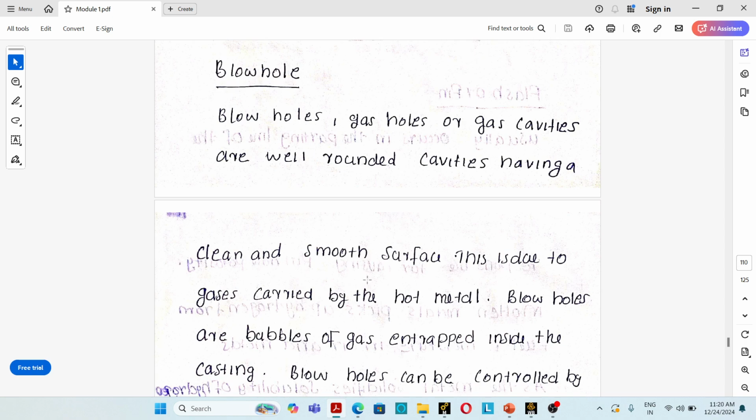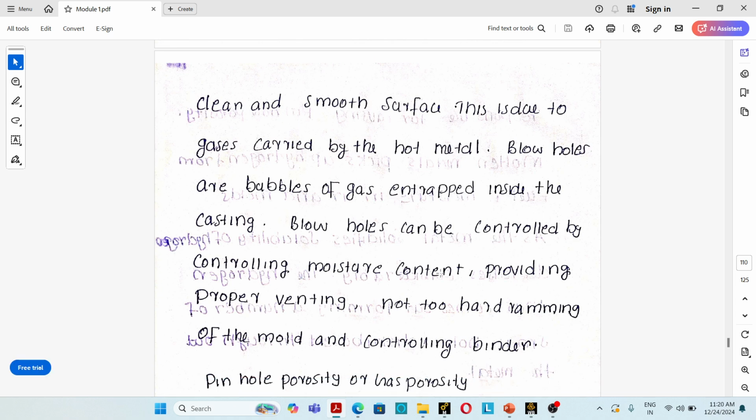Blowholes, also known as gas holes or gas cavities, are well-rounded cavities having a smooth surface. This is due to the gases carried by the hot metal. The gases are entrapped inside the casting and cannot escape, and that space will not be filled with the molten material. So the main reason for a blowhole is gases trapped inside the molten material.